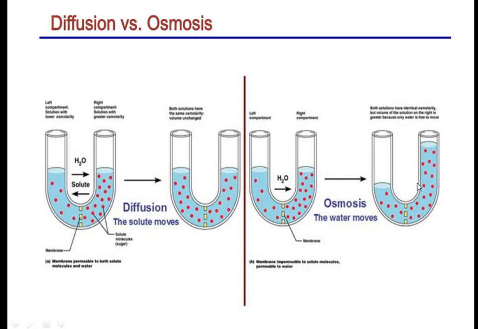This is because of the net diffusion or the net movement of the solvent molecules, that is the water, from the area of lesser solute concentration to an area of higher solute concentration. So the level of water in this limb will rise. This rise of water is due to the osmosis.